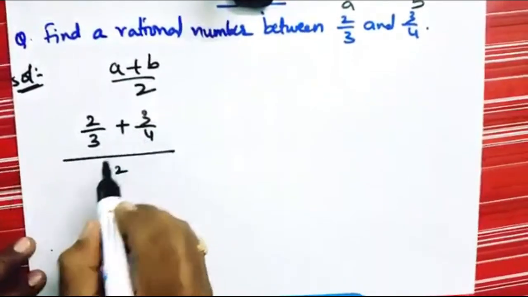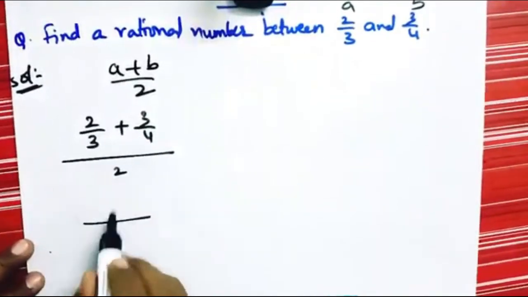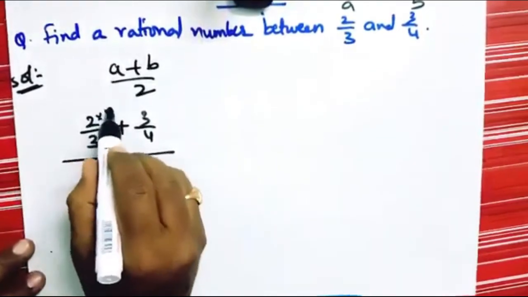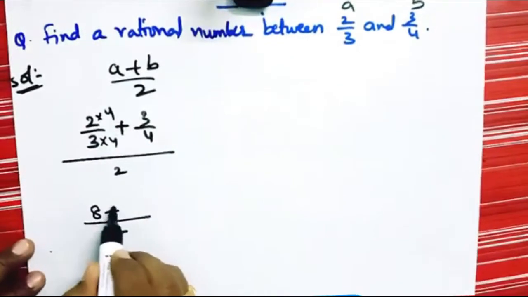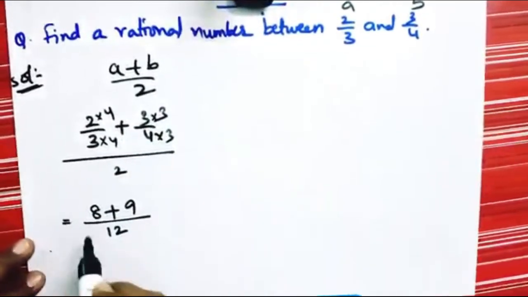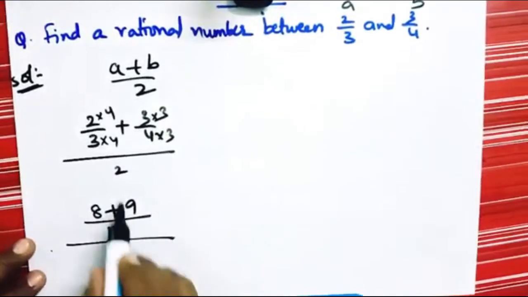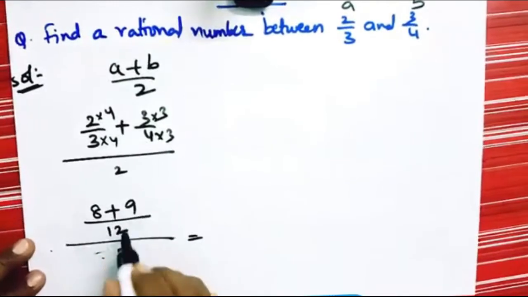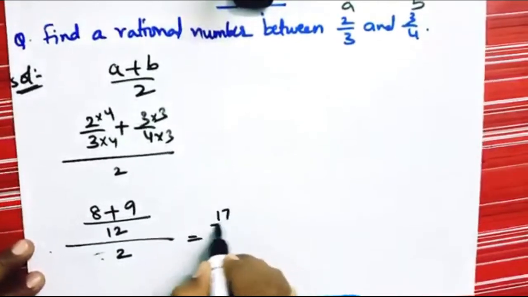First of all, simplify these two fractions. The LCM of 3 and 4 is 12. For 2 by 3, the numerator should be multiplied by 4, and 2 times 4 is 8. For 3 by 4, 3 times 3 is 9. The denominator 2 is as it is. Then you will get 8 plus 9, that means 17 by 12.